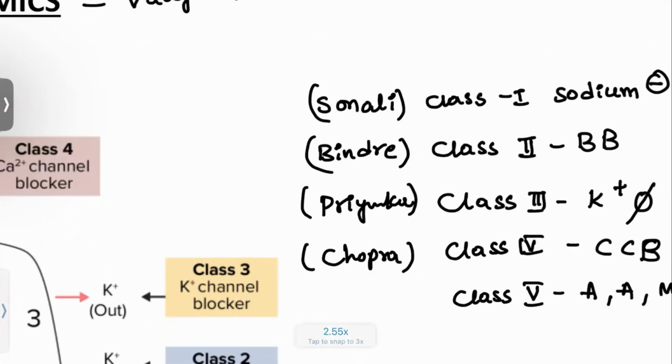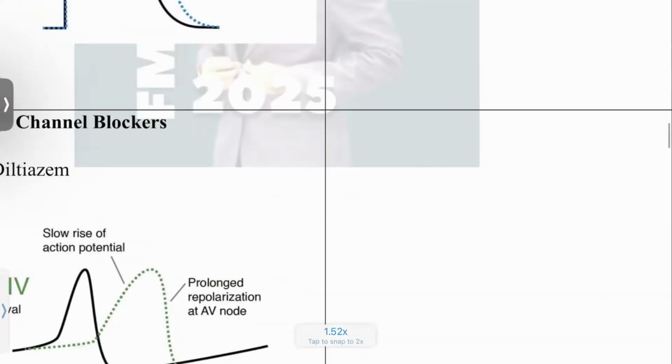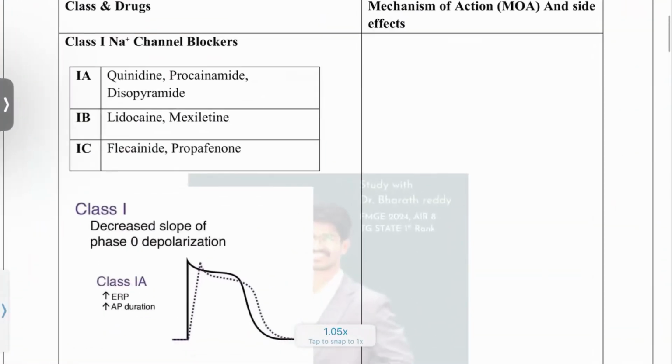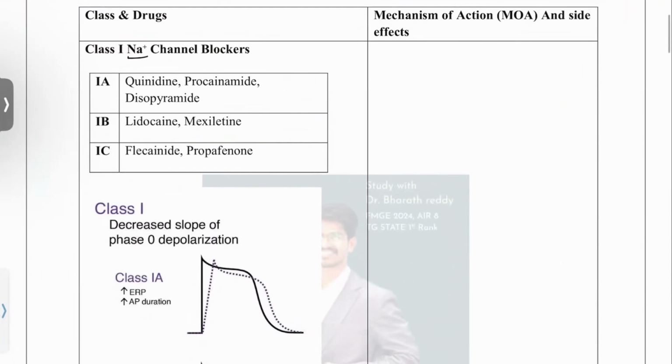Let's dig into the classification and its importance. Let's start with the first class, the sodium channel blockers. Remember that within the sodium channel blockers we have 3 subclassifications. These are divided based on sodium and potassium. The first, 1A, is a sodium channel blocker and at the same time a potassium channel blocker, so both channels are blocked.